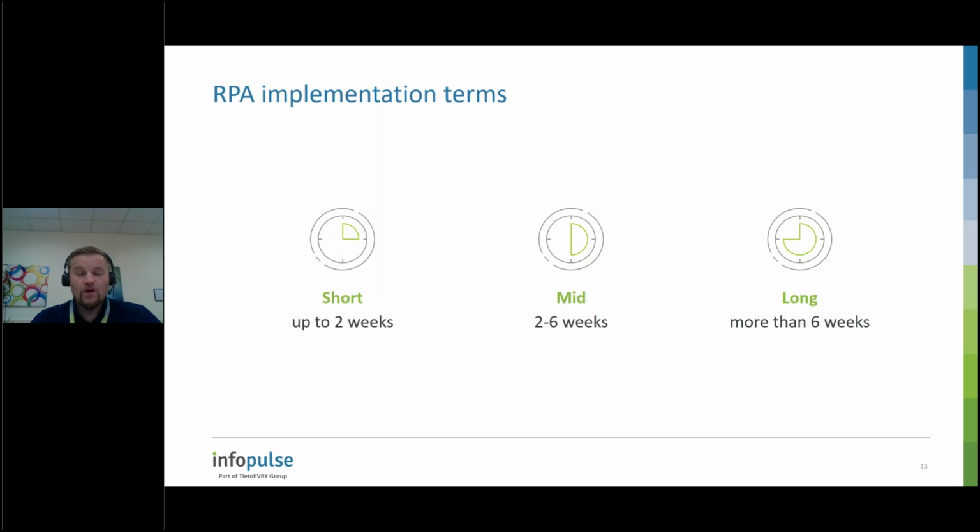And one more thing about RPA is project terms. Compared to traditional programming language projects, we can consider that a short project is up to 2 weeks, a medium one is from 2 to 6, and a long project is from 6 weeks. As you know, the implementation of a traditional project can take more than 2 weeks, probably, even for a simple process.